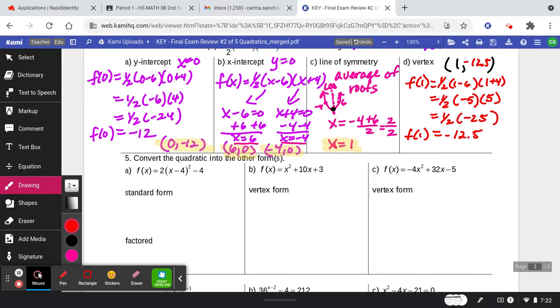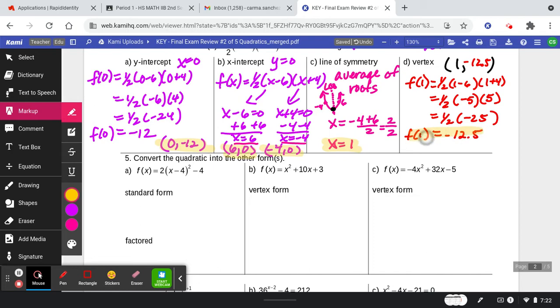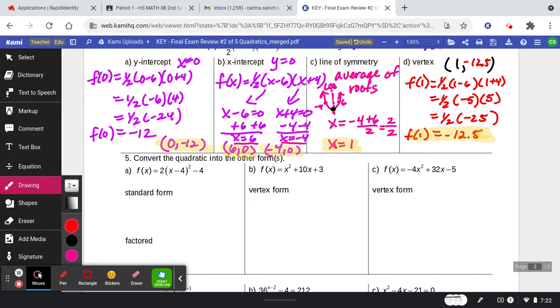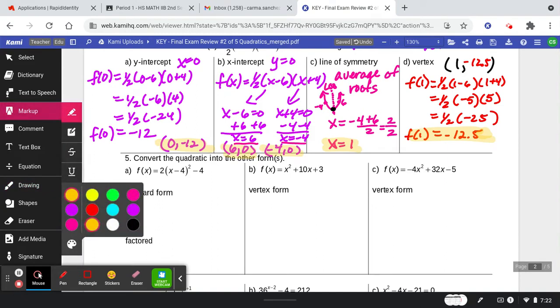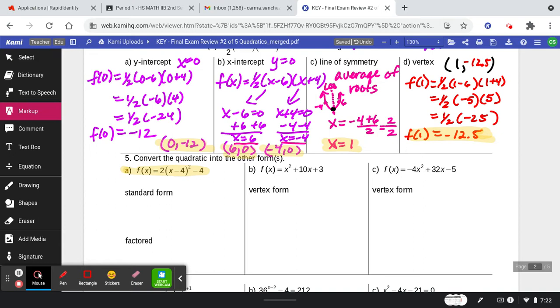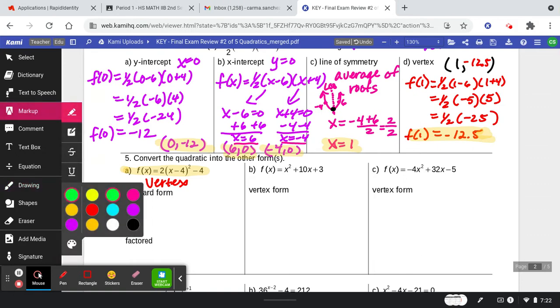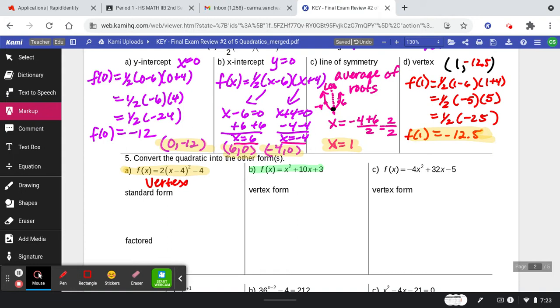Okay, so that's how we get the y-intercept, the x-intercept, the line of symmetry, and the vertex from factored form. So the next section is having us convert between forms. So for example, in this first one, they're giving us a quadratic in vertex form. This is already in vertex form. And they're asking us to put it into standard and to put it into factored form. In this one coming up after that, they're giving us standard form, ax squared plus bx plus c, and they're asking us to put it in vertex form.